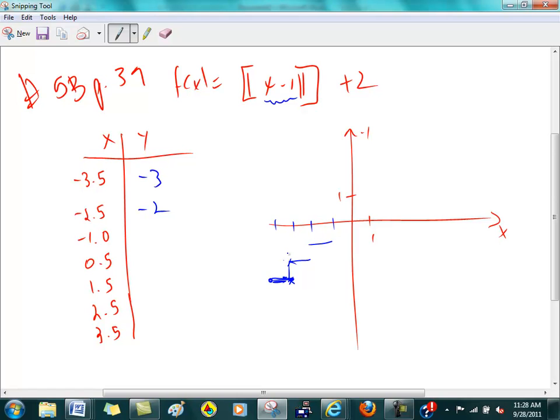Hang on. Make sure that you've got the open and closed circles correctly in here. I'm going to let you guys figure that out. Because one end's going to be open, the other end's going to be closed. They're not both open or both closed.